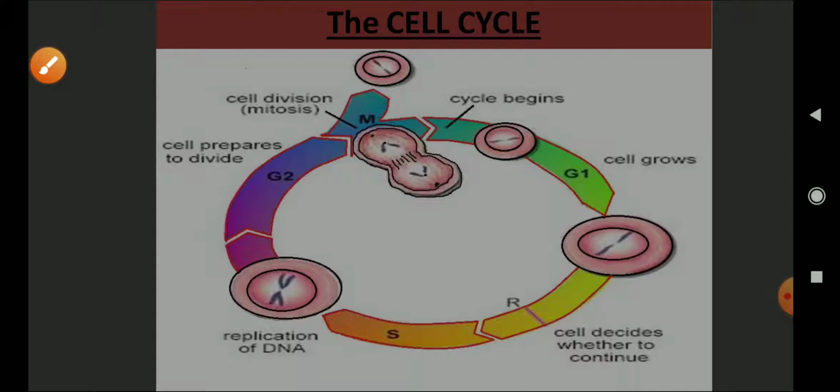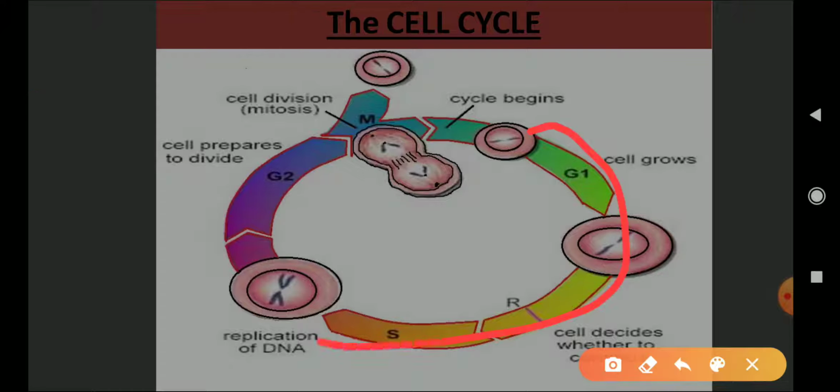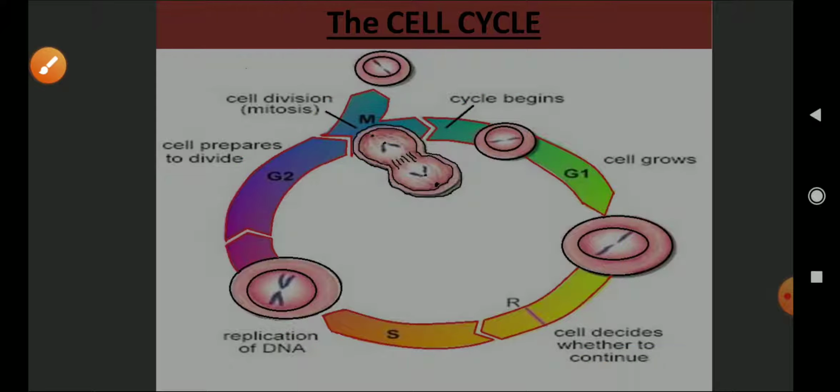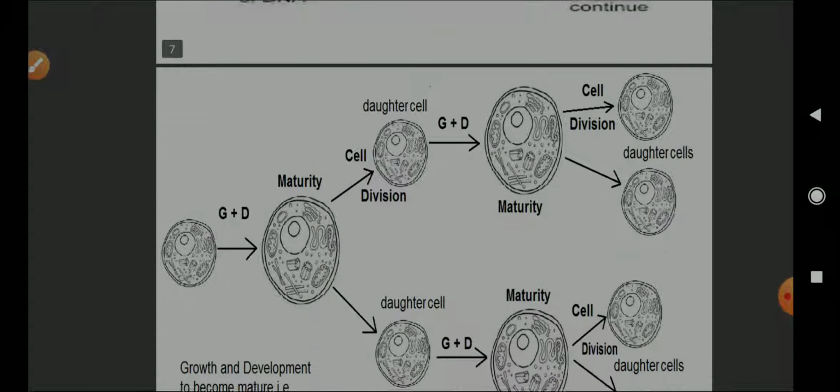First of all, the cell undergoes the process of growth and development. That means growth and development is interphase. From this part to this part, it is the interphase stage, and then here it is written M, that means it is the part of cell division. We'll see this in a further episode, but let us finish up with the first part of the cell cycle, that is interphase.